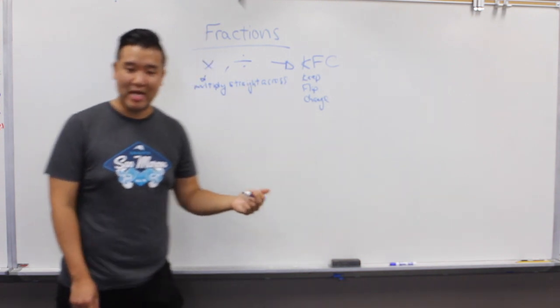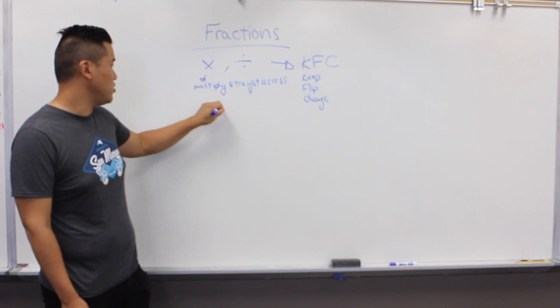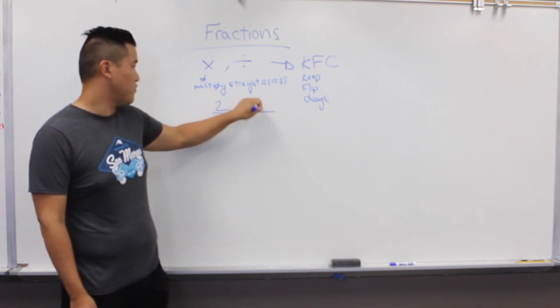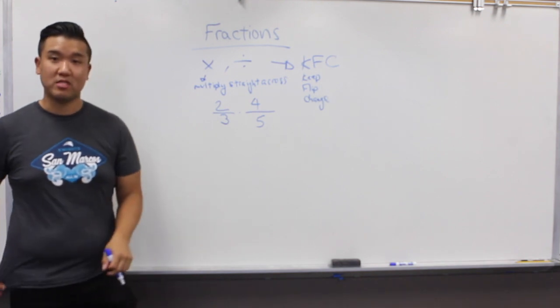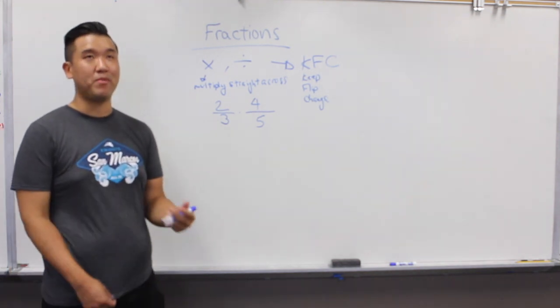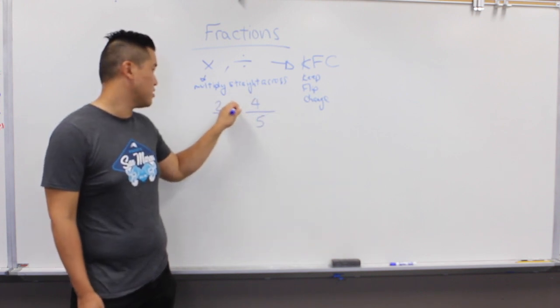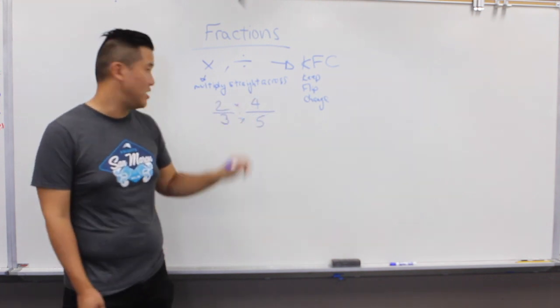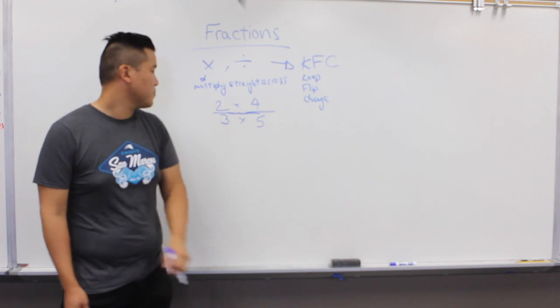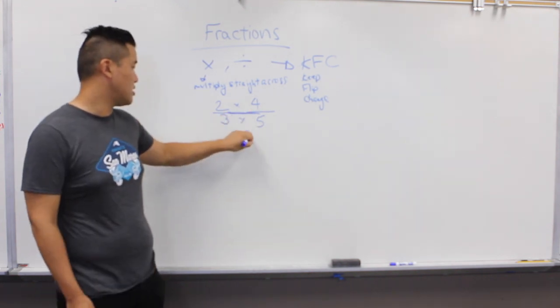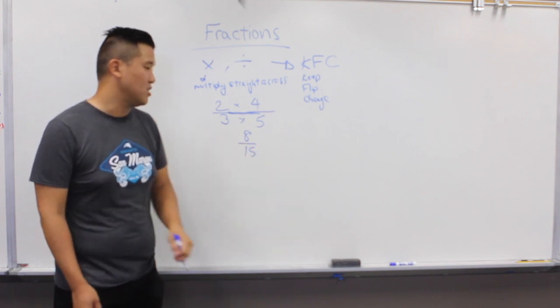So let's take a quick example. If you have 2/3 times 4/5, it's a multiplication problem. Multiplication is probably the easiest fraction type problem. You just multiply across. I like to put a line under there to connect it, because you can technically do that. So you just multiply across, you get 8 over 15.